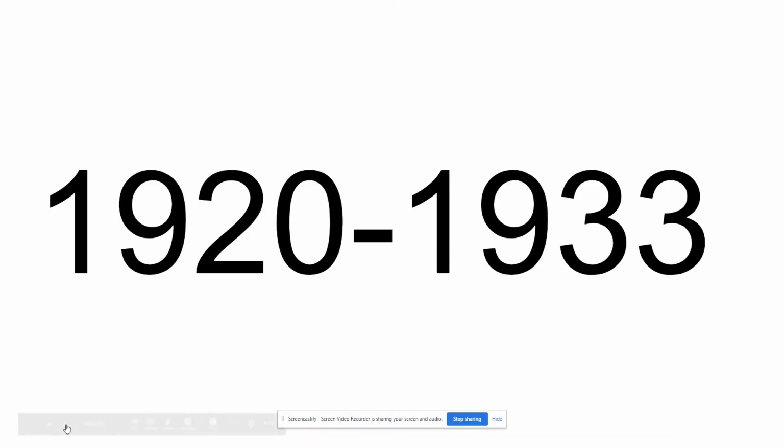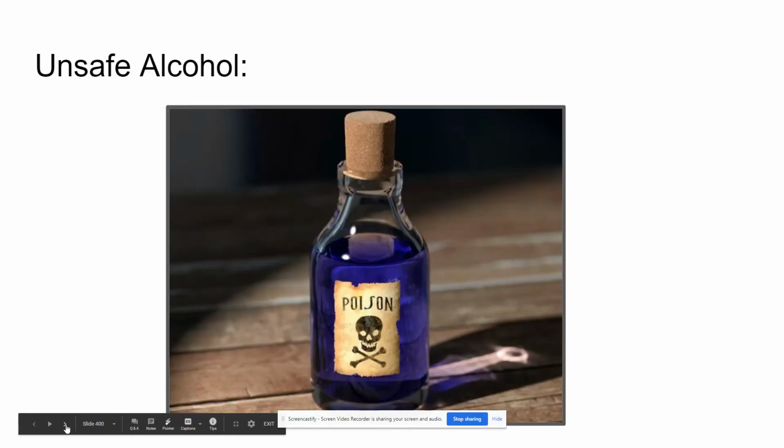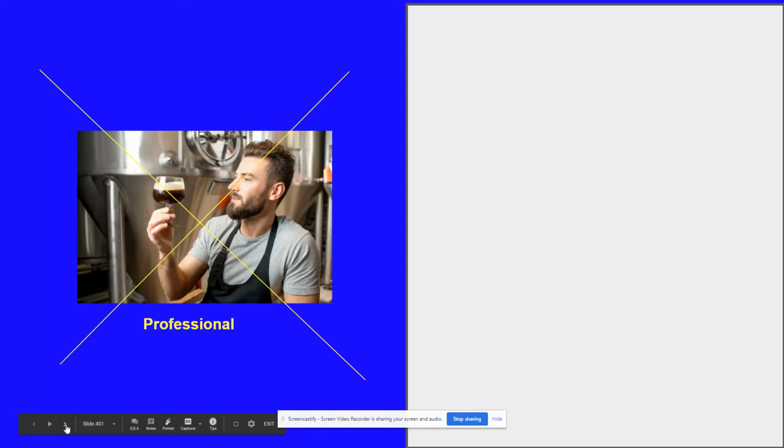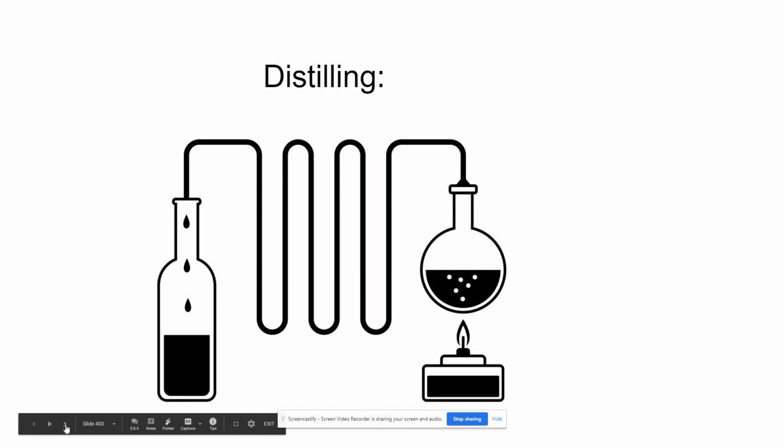Now, from 1920 to 1933, moonshine would be very dangerous. They would create unsafe alcohol. Now, normally you had professionals making moonshine. Now you just have these amateurs out in the middle of the woods. Now, why was that dangerous? Well, I'm explaining the distilling process. What you would do is you would take a bunch of stuff and you would put it here together, and that would grow some alcohol, and you would evaporate the alcohol and it would be collected here, and then you would drink it or sell it and so on.